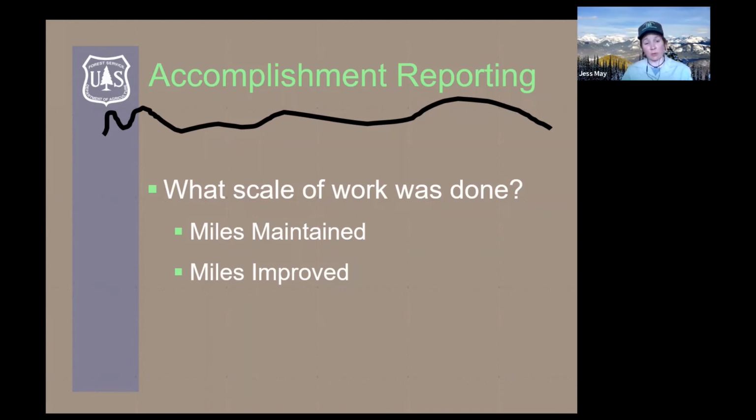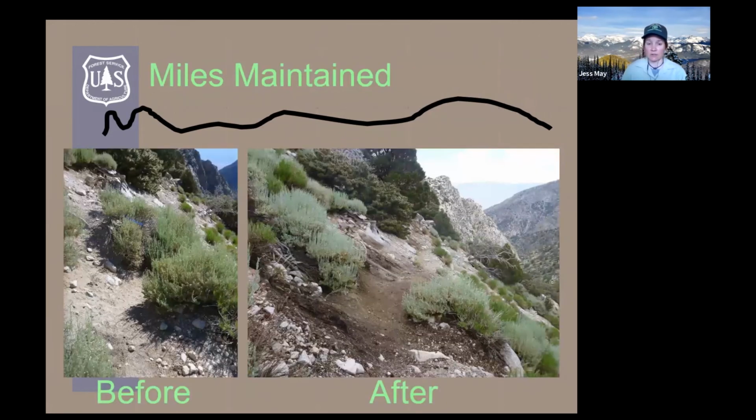We break that into two things: miles maintained and miles improved. Miles maintained is the simple, though not always fast or easy work. That's cutting logs off of trails, that's brushing, that's rebenching. This is an example of really heavily maintained trail. This was not a construction project, it was a maintenance project, but we had to do quite a bit of brushing to find the trail corridor.